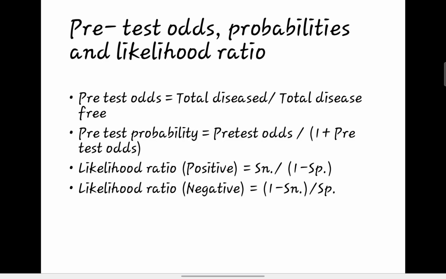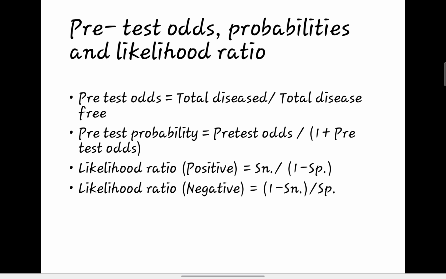So moving towards the last topic, that is pretest probabilities, odds, and likelihood ratio. Pretest odds is the chance that the person has disease before performing a test for finding out whether the person has disease or not. Here it is given by the formula total disease by total disease free. Similarly, odds can be converted into pretest probability by the formula odds by 1 plus odds.